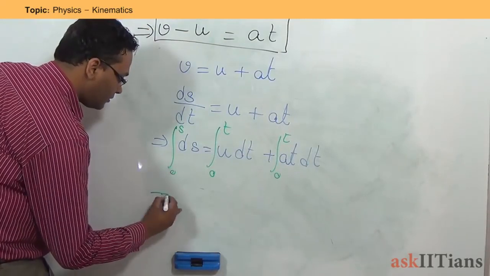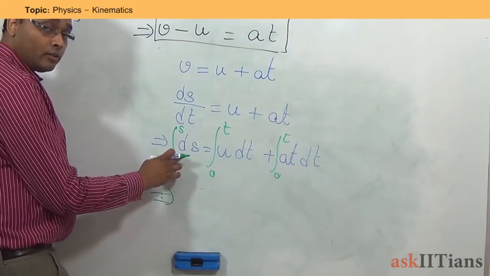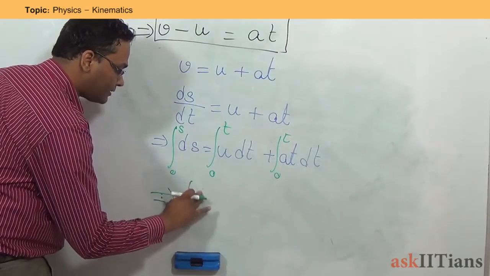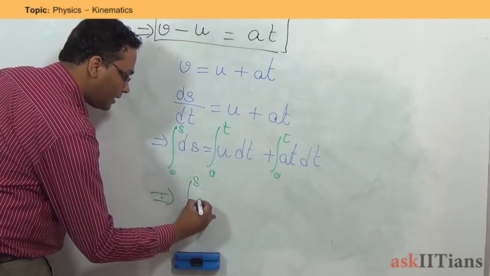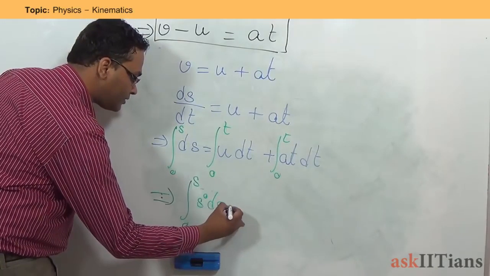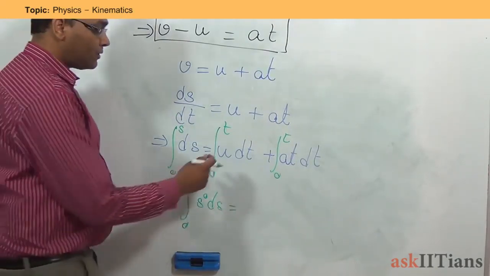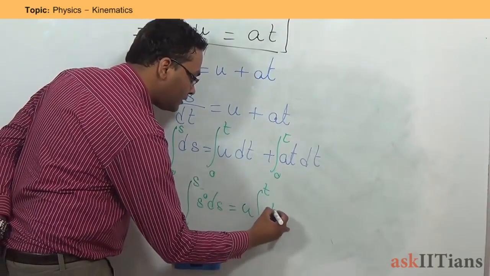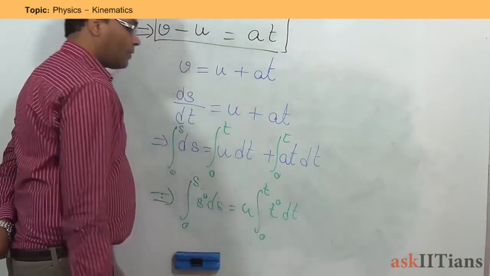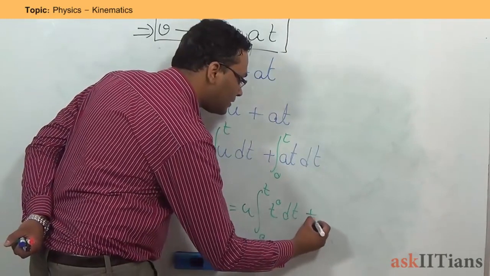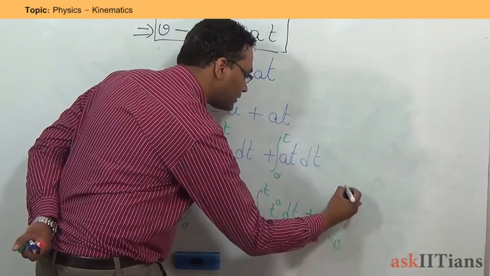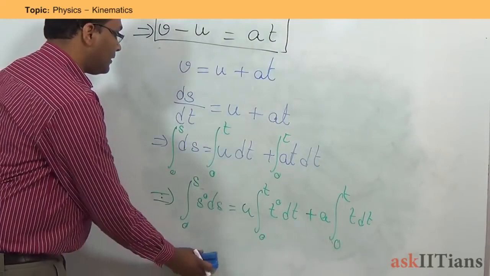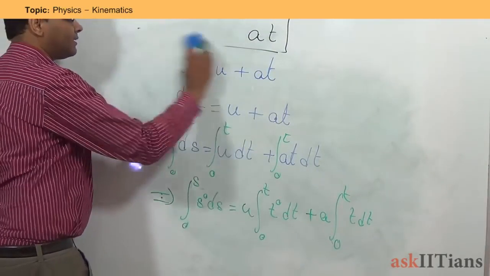Now how to proceed further on here? There is no variable like we did previously, so we'll simply say that this is 0 to s, and this becomes s raised to the power 0 ds. On the right hand side, u can be taken off, so we can say 0 to t, t raised to the power 0 dt, plus acceleration goes out, we get 0 to t, t dt. Right? Now let's try to integrate and see what we get.